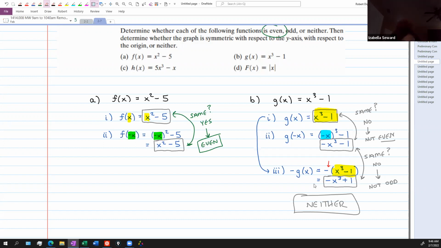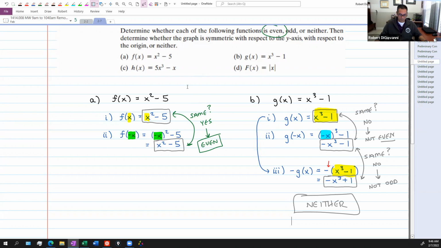All right. I would like for you to try the next two on your own. I'm going to give you a few minutes. I'll just restate what you're doing. First, you write the function down, then you plug in negative x. You see if those are the same. If those are the same, you're even and you're done. If they're not, then you take the original function, put a negative in front of it, and check to see if the second one and third one you get here are the same. If they're the same, then you're odd. If they're not, then you're neither.